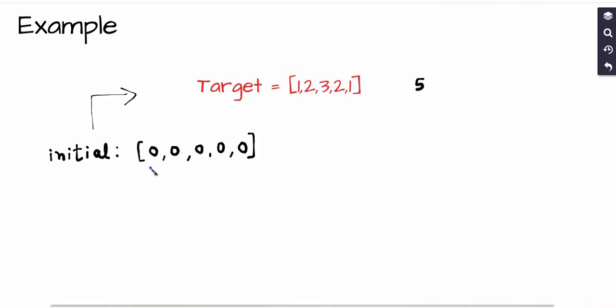We can pick any subarray from this initial array and increment the value of each element in that subarray by 1. Fine. So in the very first operation, I take the entire array and increment the value of each element by 1, giving me an array of 1, 1, 1, 1, 1. Then I choose the subarray starting from the second element till the second last element, and I increment the value of each element in this subarray by 1.